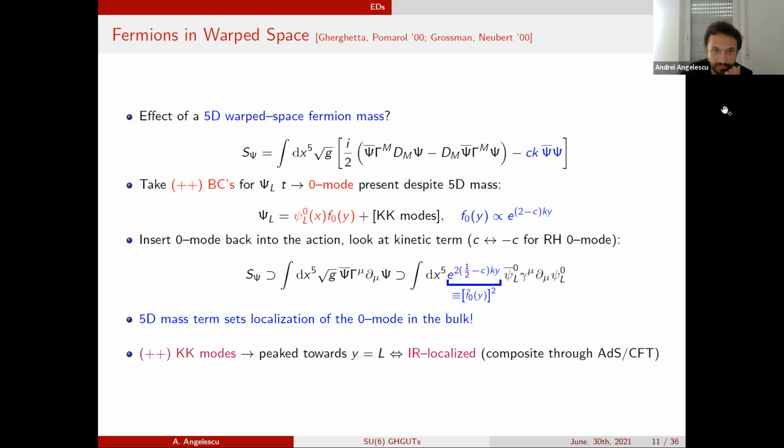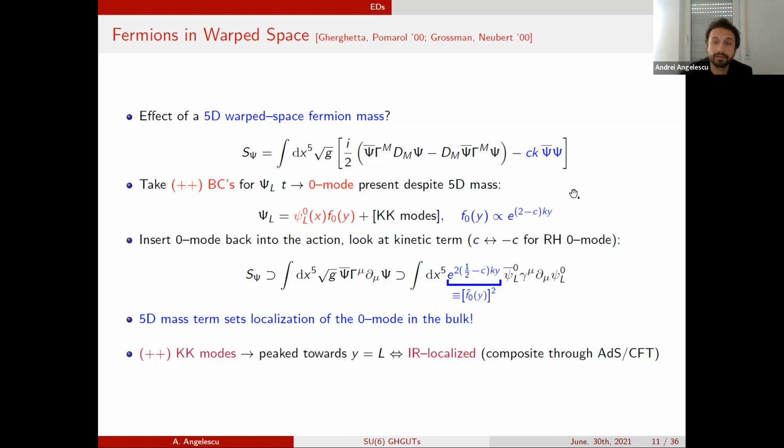So if you just write down the Lagrangian for a fermion, for a 5D fermion like this, Dirac, by the way, as I mentioned earlier, because you cannot have chiral fermions in 5D, and you take plus plus boundary conditions, what you get is a zero mode, even though you have a 5D mass, plus a tower of Kaluza-Klein modes.